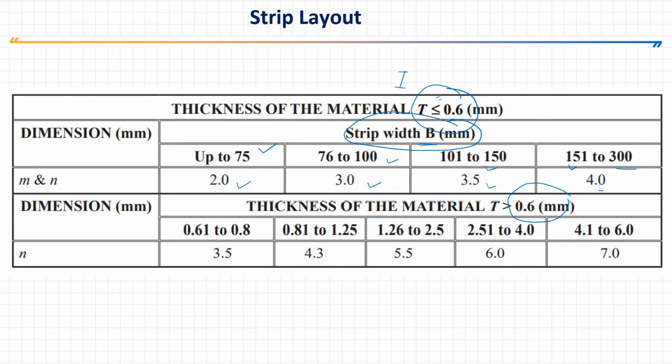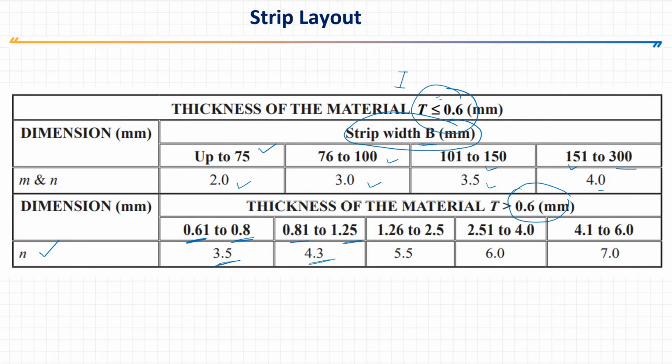But the second condition, when sheet thickness will be greater than 0.6, that time we will not talk about the strip width, but directly depending upon the value of sheet thickness, we will calculate n. So if we have sheet thickness from 0.61 to 0.8, that time we can directly take the value of n is equal to 3.5. But if we have sheet thickness from 0.81 to 1.25, that time we will take the value of n is equal to 4.3.